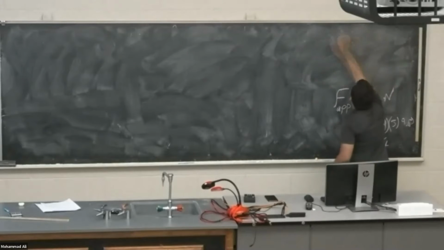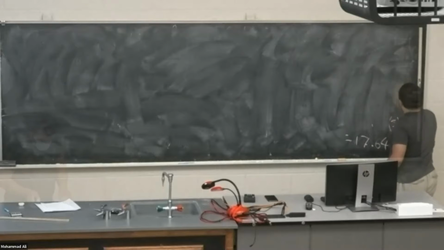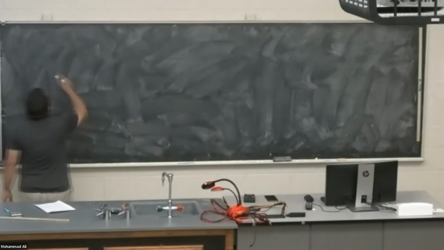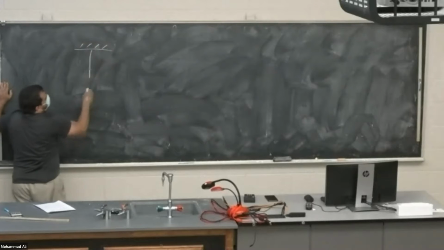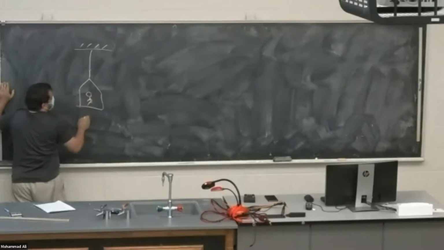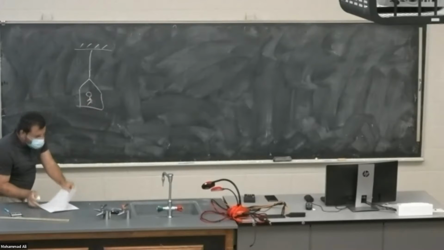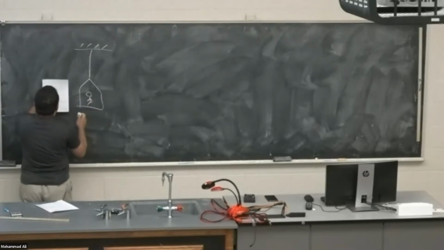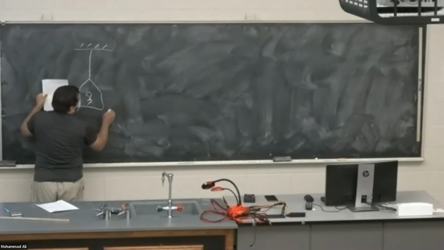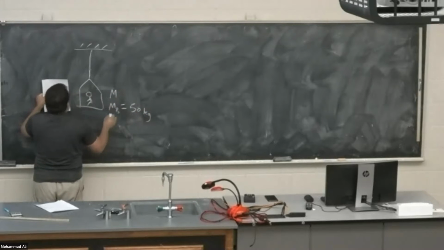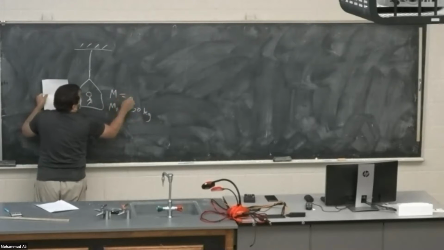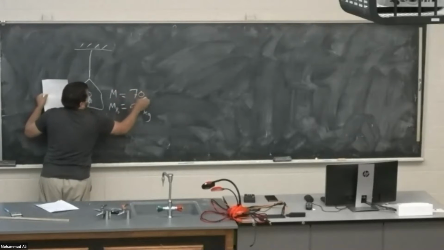Now I will talk about equilibrium or balance. If we have equilibrium now, we have a string and a basket. There's a person inside this basket. The mass of the basket is equal to 50 kilograms. The mass of the person is equal to 70 kilograms.